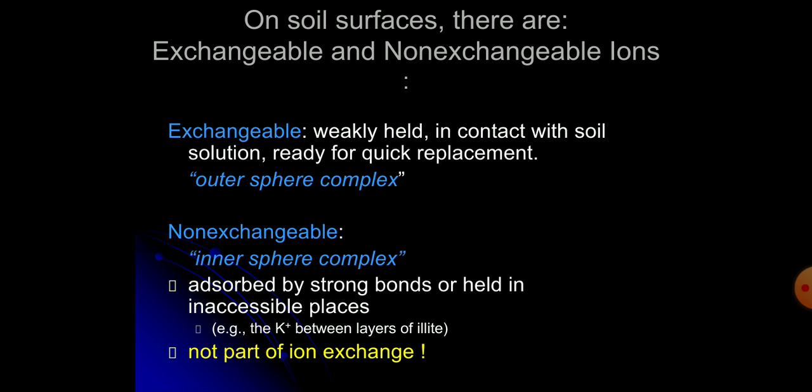It is also called the outer sphere complex. The second one is non-exchangeable ions. They are also called the inner surface or inner sphere complex, in which ions adsorbed by strong bonds are held in inaccessible places. For example, the K+ between layers of illite that are not part of the ion exchange.